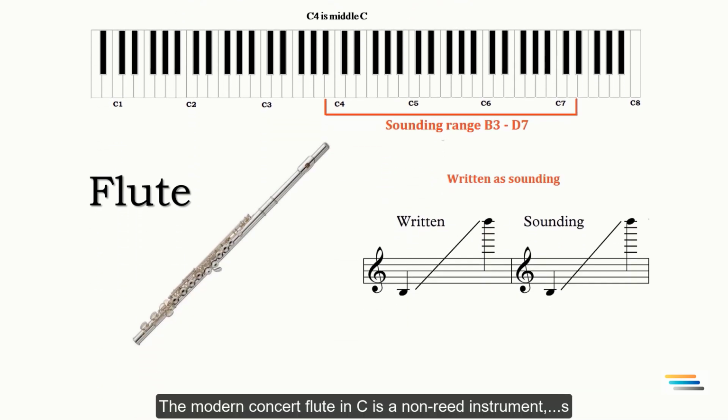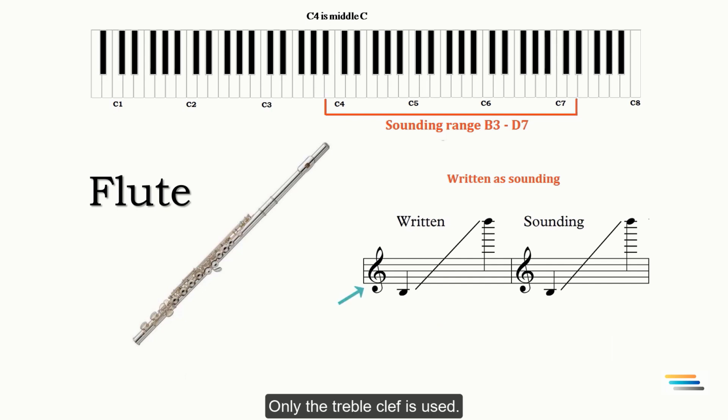The modern concert flute in C is a non-reed instrument which has a professional player's range from B3 to D7. Flute is a non-transposing instrument. It is written and sounds at the same pitch, and the sounding range is the same. Only the treble clef is used.